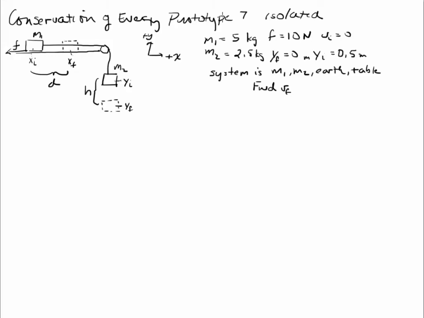We give the axis and we give the numbers associated with mass 1, mass 2, friction, the final y position, and the initial y position. The system is mass 1, mass 2, earth, and table. It is an isolated system. You're asked to find the final velocity after falling h distance.